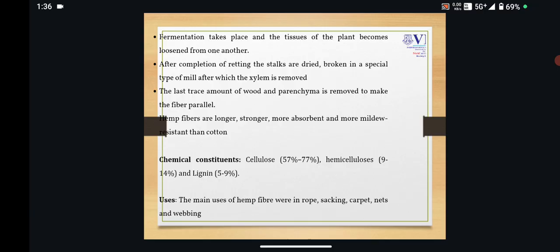The hemp fibers are longer, stronger, more elastic and more absorbent, and more resistant when compared to cotton. Chemical constituents: it contains 57 to 77% cellulose, 9% hemicellulose and lignin. It is also used for the preparation of rope, sacking and carpet, and other netting and webbing. In surgery it is used for some insulating materials, wire gauze and other things.